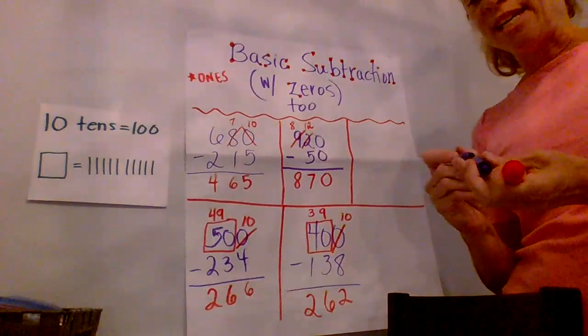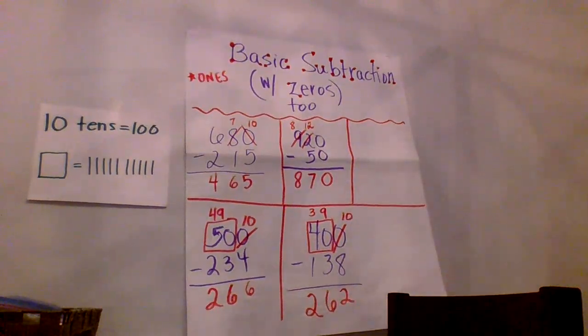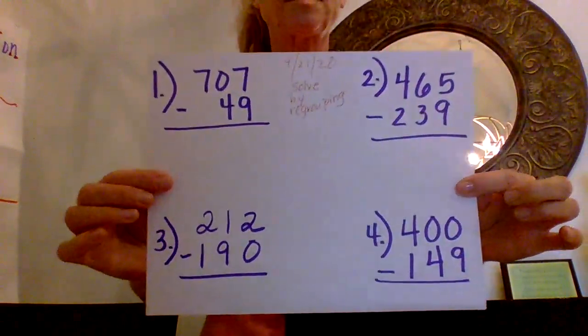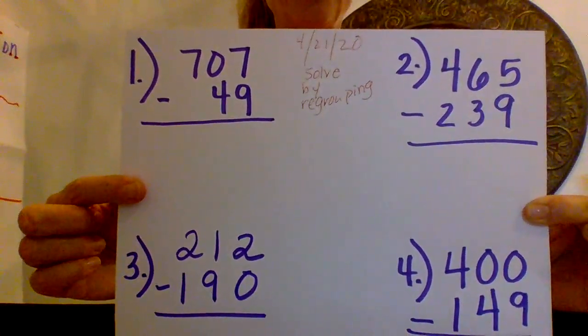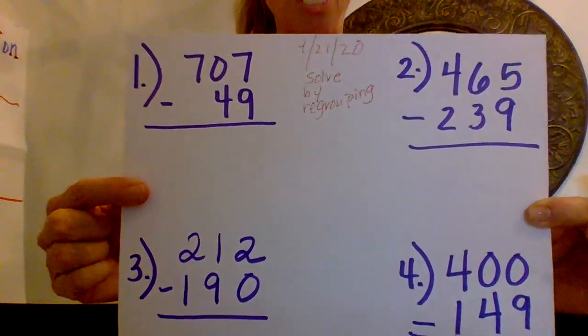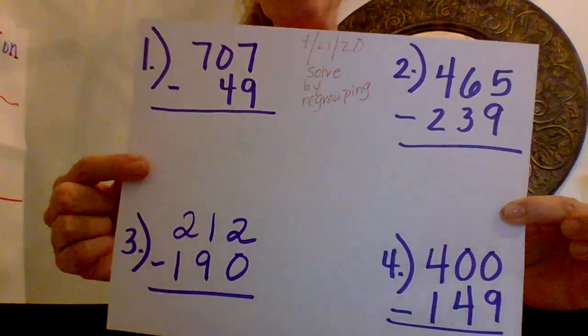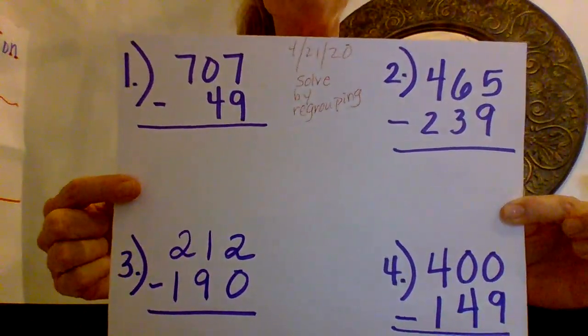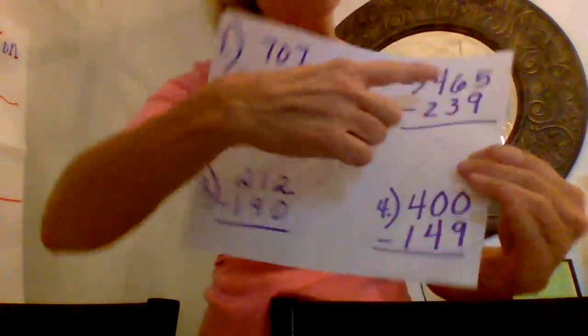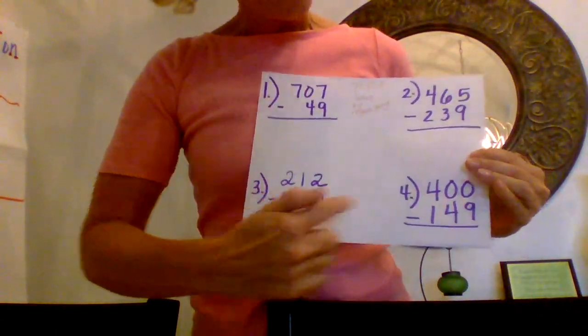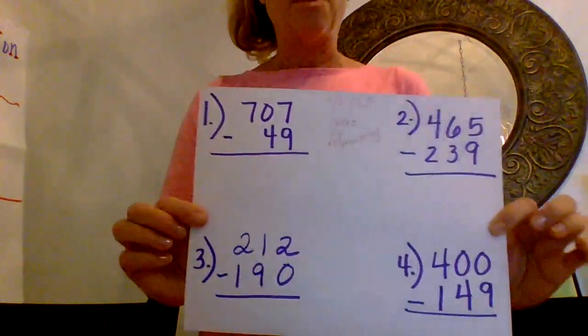So you can pause it. Okay, boys and girls, you have 4 problems. Go ahead and date 4/21/20. And I want to see you try this strategy, solving with regrouping and zeros. Oops, I always point to the wrong one. And zeros. What do you do? Okay, thank you.